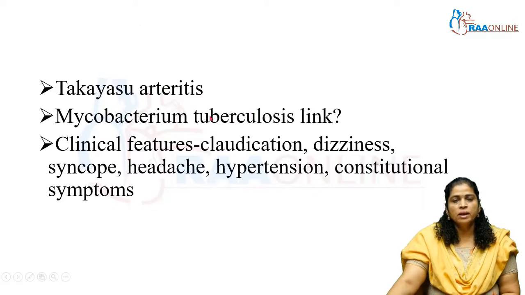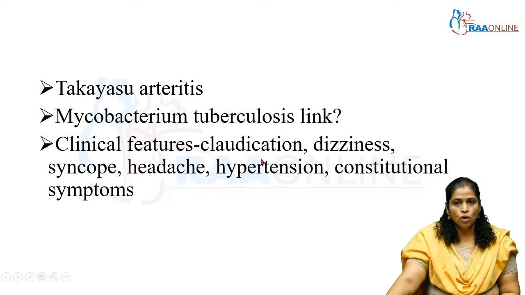They think there might be a link to Mycobacterium tuberculosis. This investigation has been ongoing for a while. There has been no definite proof, but there have been suggestions that it may be linked to the heat shock protein. The clinical features of Takayasu's arteritis depend on which vessels are involved.